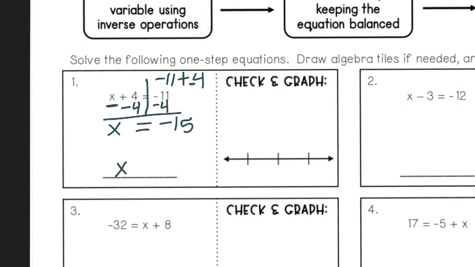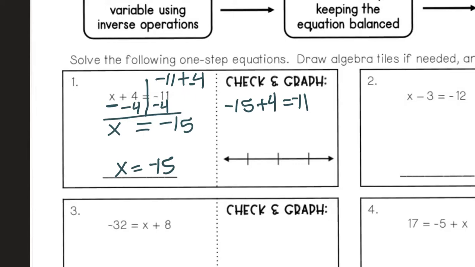Now, because my x equals negative 15, I'm going to check my solution. So instead of x, I'm going to plug in negative 15 plus 4 equals negative 11, to make sure that that works. If I have negative 15 and I add a positive 4 to it, okay, that means I'm going back towards the positives.